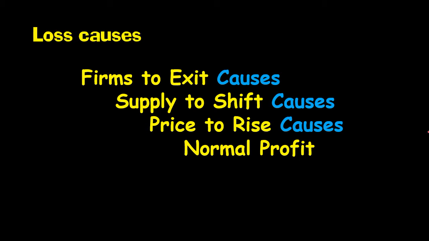The opposite happens if we're losing money. If we're losing money, businesses are going to leave. So if all the corn farmers are losing money, they're going to grow less corn. They're going to grow something else. Supply curve is going to shift to the left. The price is going to go up, and those of us who kept on growing corn are going to earn a normal profit. Okay? Automatic mechanism that sends us to a normal profit.